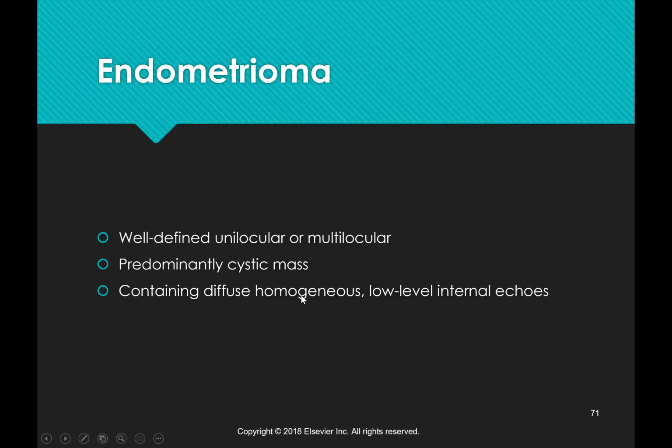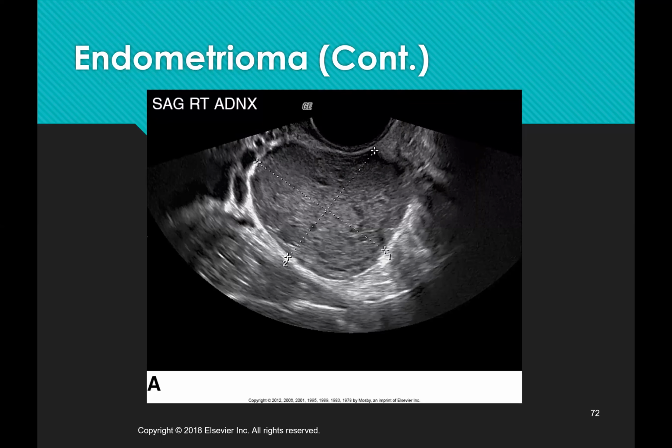It contains diffuse, homogeneous, low-level internal echoes. So if you get a question on your test, what kind of mass contains diffuse, homogeneous, low-level echoes, it's an endometrioma. Here's another one, although I don't think this one is as pretty.